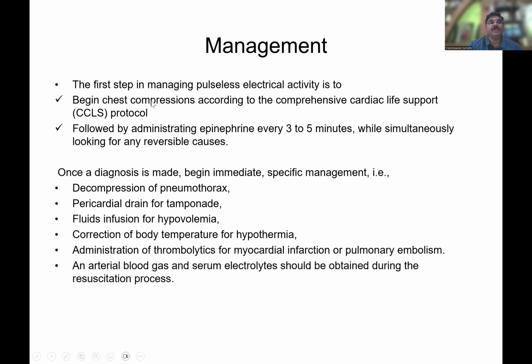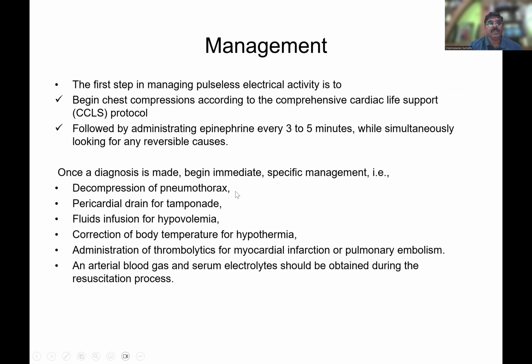The first step is you have to begin the compressions according to the comprehensive cardiac life support protocol. Follow the administration of epinephrine every 3 to 5 minutes while simultaneously looking for any reversible cause. Once the diagnosis is made, you have to do the specific management for the diagnosis.